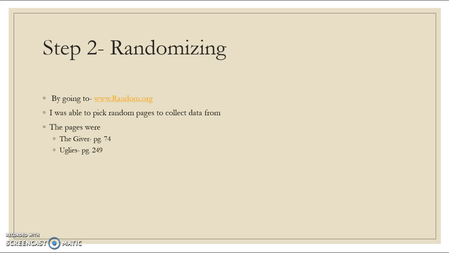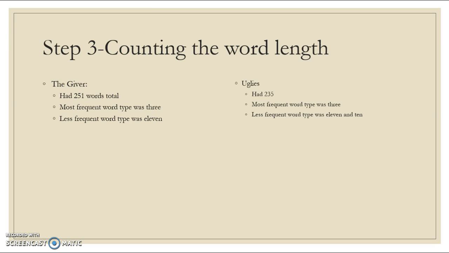So after I chose my books, I went to www.random.org and I was able to plug in the number of pages that were in each book and randomly generate a number for which pages I was going to use. And so for The Giver, I used page 74, and for Uglies, I used page 249. Then I went through and I counted all the words that were on these pages.